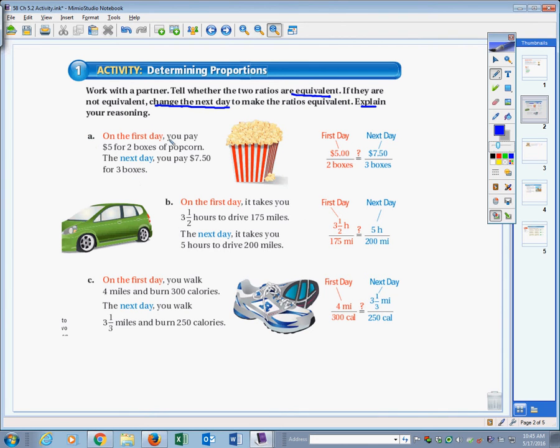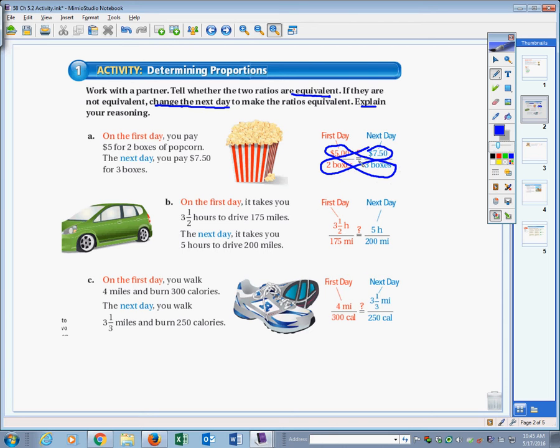It says on the first day you pay $5 for 2 boxes of popcorn. The next day you pay $7.50 for 3 boxes of popcorn. The way we write these up is we're going to say $5 for 2 boxes, next day, $7.50 for 3 boxes. In order to see if these are equivalent, we're going to look at our cross products. When we say cross products, we mean we're going to multiply across the equal sign in a diagonal.